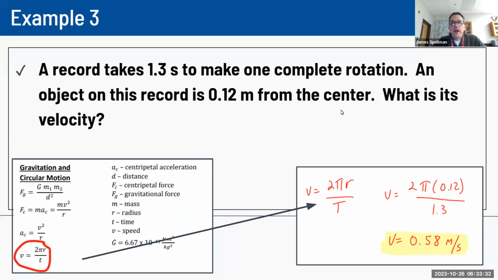If we get a question about how long or how fast something is going in a circle, we're going to use this last formula down here. So if we had a record and it takes 1.3 seconds to make one complete rotation, and we know how far it is, then we can just plug in our units right here. We've got a time that's 1.3, so that's going to go on the bottom of the fraction. We've got a radius that's 0.12, so that's going to go on top of the fraction. We're going to use the pi button on the calculator. And so the velocity would be 2 pi times the radius divided by the time, and it gives us the speed.